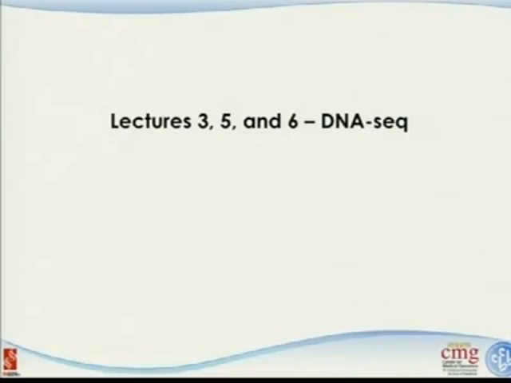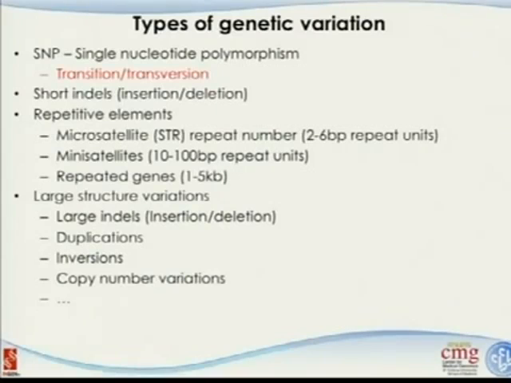But lecture 3, 4, 5, and 6, they were all on the DNA sequencing part. And the first knowledge point is the types of genetic variants. So this is not really related to the sequencing, but this is some basic biological concept I want you to understand. SNP. What is SNP? Single nucleotide variants, right? Polymorphism.